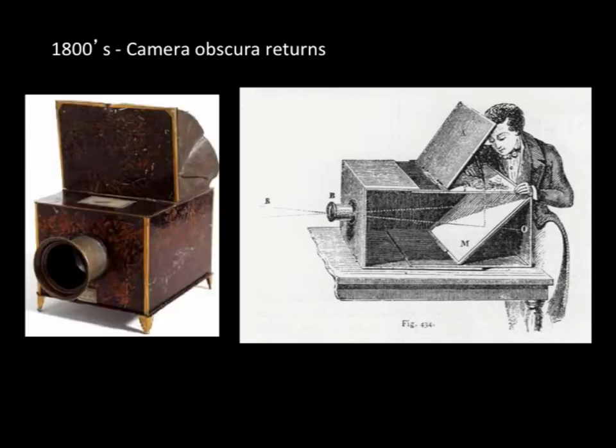But then it was the 1800s when they started to think, hey, can we actually make a picture without having to sketch it on the viewing screen or to get inside a box? Maybe we can use chemicals to do it. And that's how the earliest cameras were invented.